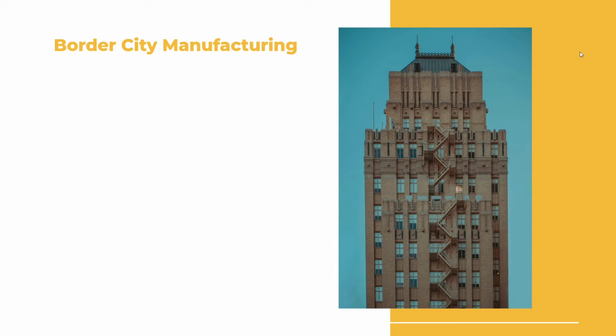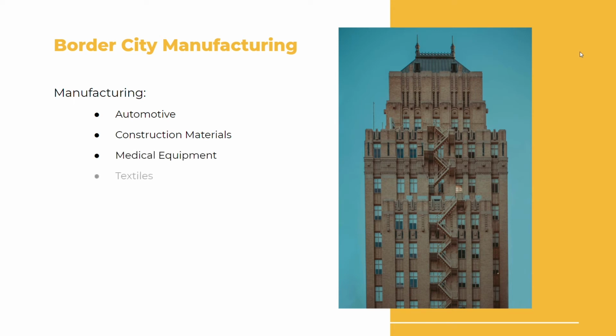Positioned on the world's largest binational borderplex, El Paso and Ciudad Juarez are home to a wide range of more traditional manufacturing industries, including automotive, electrical and semiconductors, food production, construction materials, textiles, and even more important for this series, medical equipment.